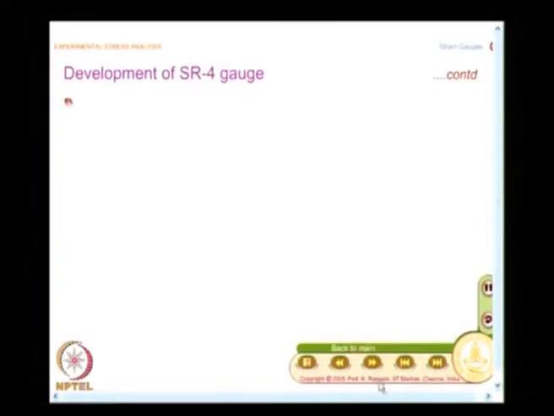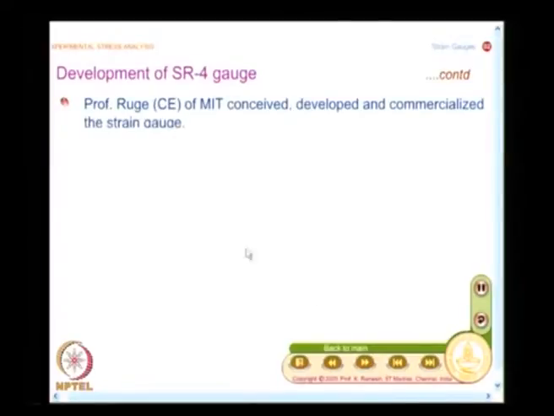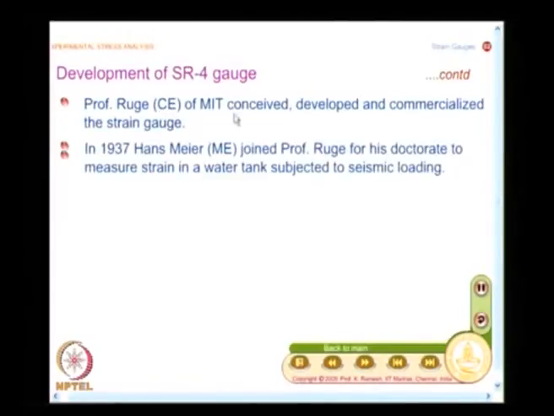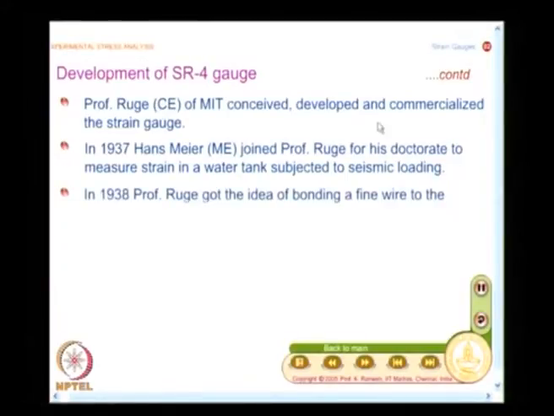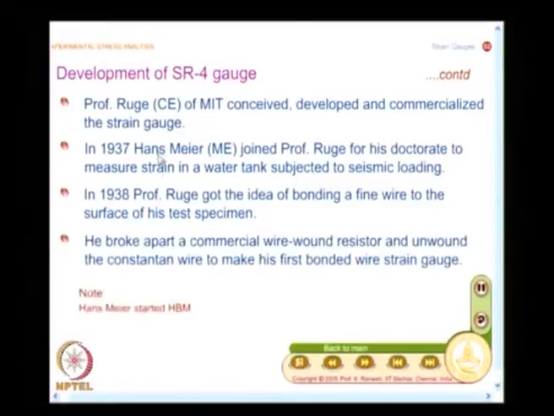And meanwhile, Ruge is a civil engineer by training. He conceived, developed and commercialized the strain gauge, but this happened in 1938. And you should also know, he had a student with a mechanical engineering background, Hans Meyer, and he was supposed to work on the problem of analyzing a water tank subjected to seismic loading.